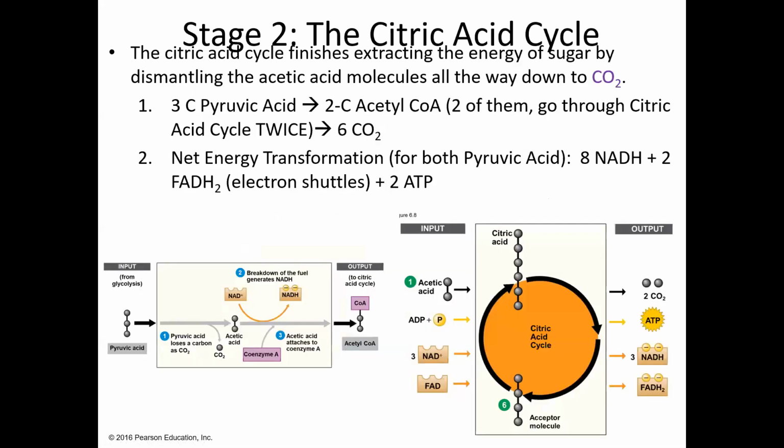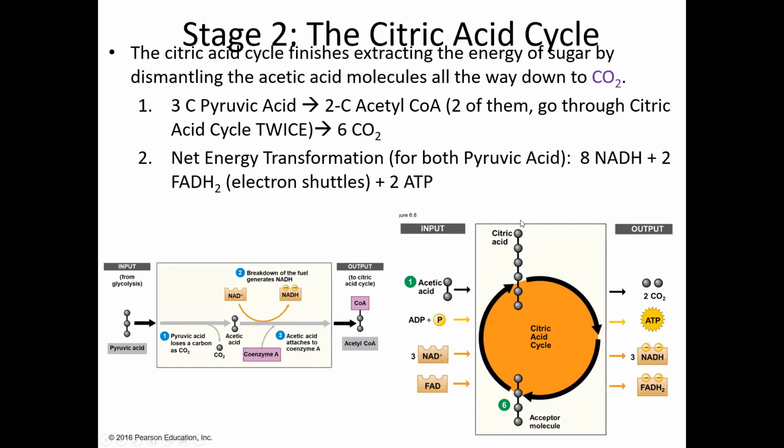But to go forward, the Krebs cycle, we have the pyruvic acid, which turns into acetyl coenzyme A, and then it goes through the citric acid cycle twice. So this turns twice, and we get a total of 6 carbon dioxides that get released. So there's our 6 carbon dioxides. That's where you get in the citric acid cycle. Net energy transformation for both pyruvic acids is 8 NADHs plus 2 FADH2s. These are, like I said, electron shuttles. And we get a net total of 2 ATP.